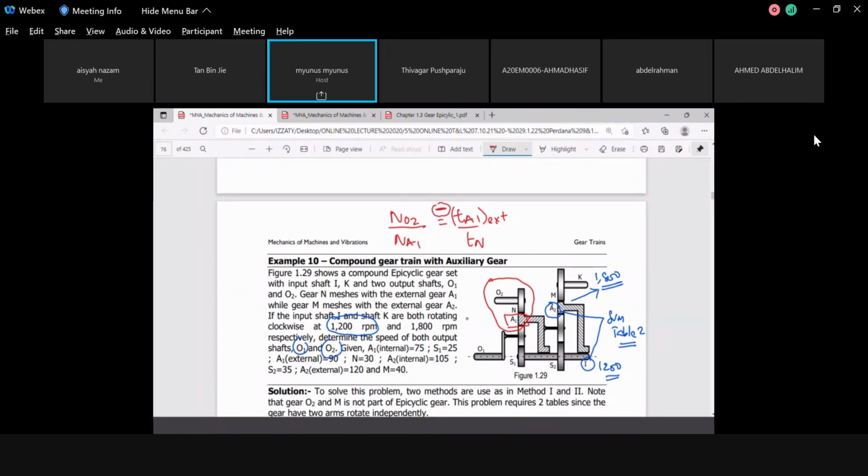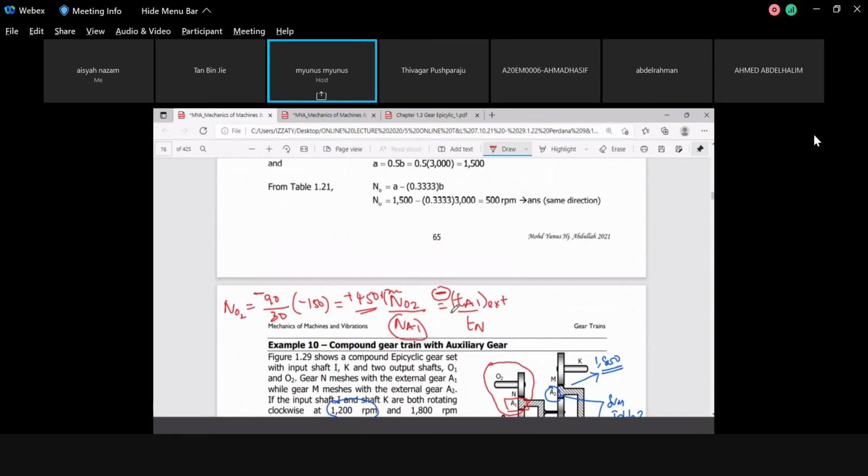Okay, then you simplify. You have NO2 equal to T1 external given here, 90, divided by Tn also provided here. Where is Tn? 30, this one 30, multiplied by this A1 just now, negative 150, and you have another negative, isn't it? Yes or no? And finally, what do you have? You will have positive 450 RPM.